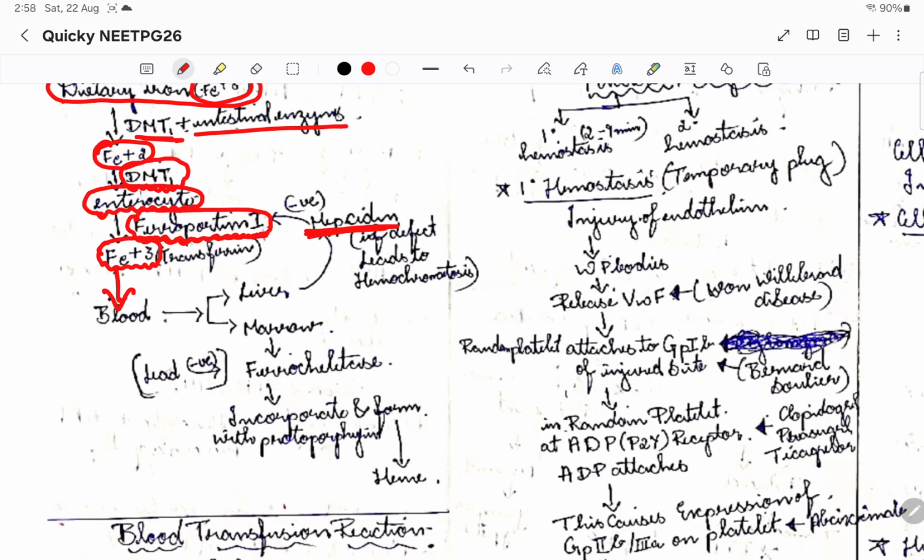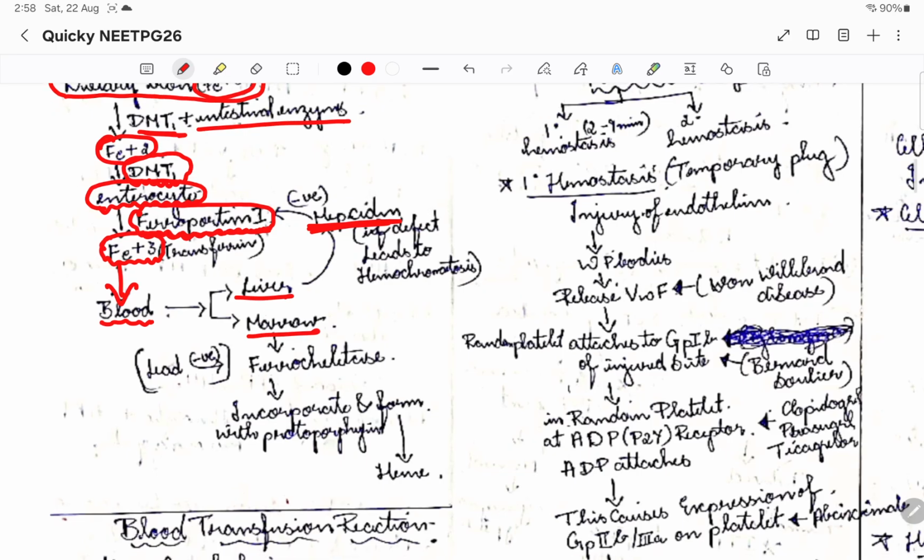Now wait, let me come back to hepcidin. But see, now Fe3+ has been absorbed and gone into the blood. From blood, all this iron that we absorbed will go into the liver and the marrow. We'll come back to marrow. For now, see the liver. The liver will start storing enough iron. When enough iron is there, hepcidin will have a negative feedback on ferroportin 1. Now the ferroportin 1 channel will end its activity, so we will not be absorbing iron. This is what happens.